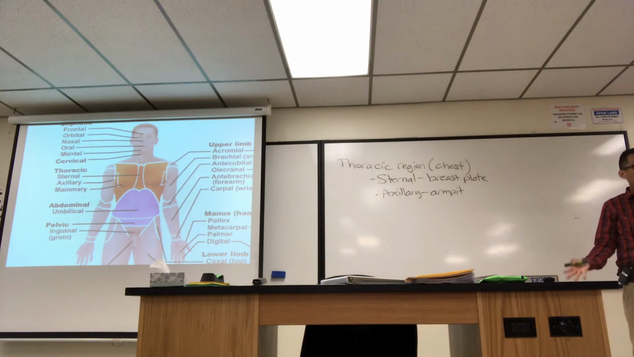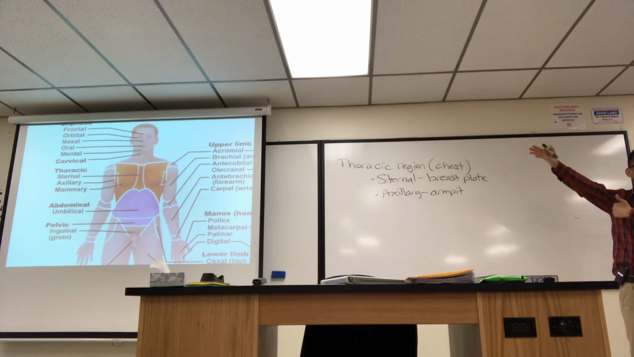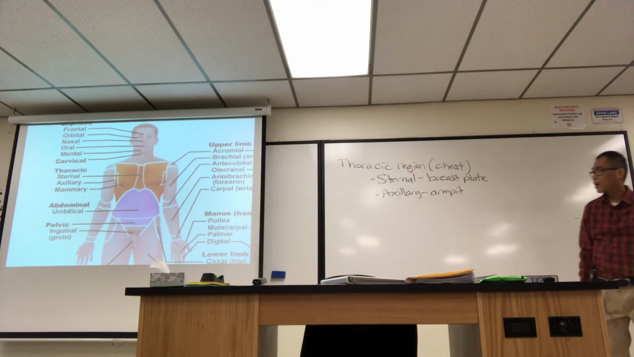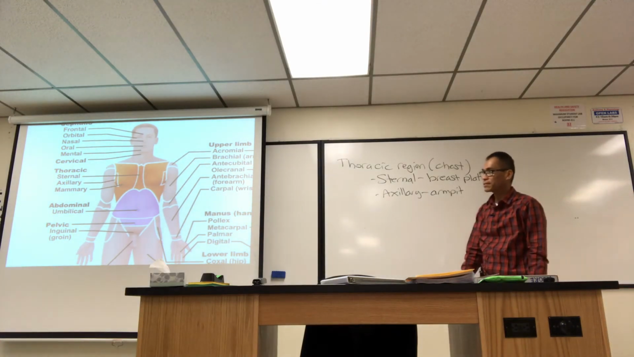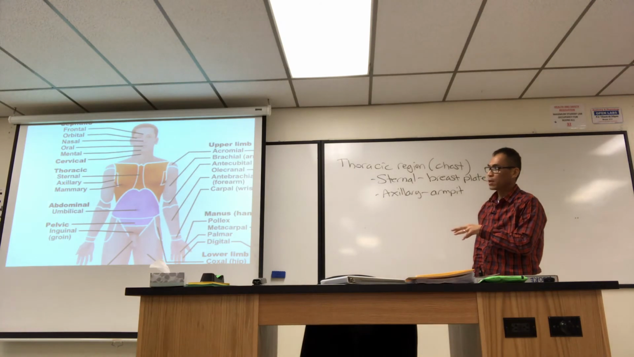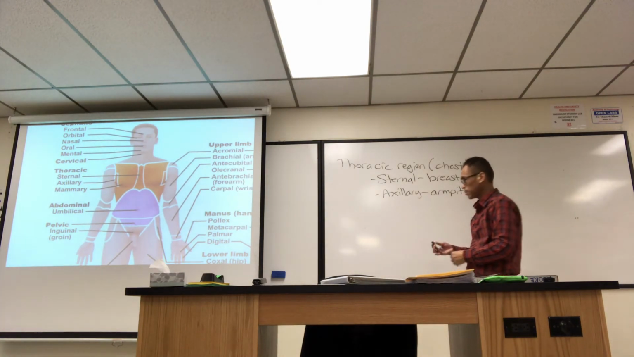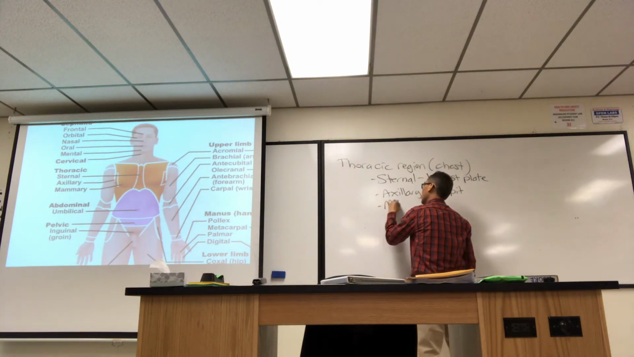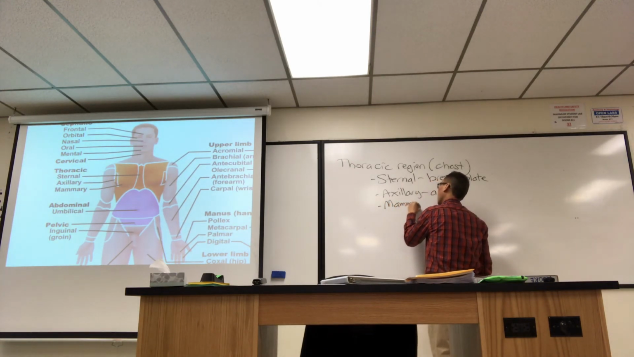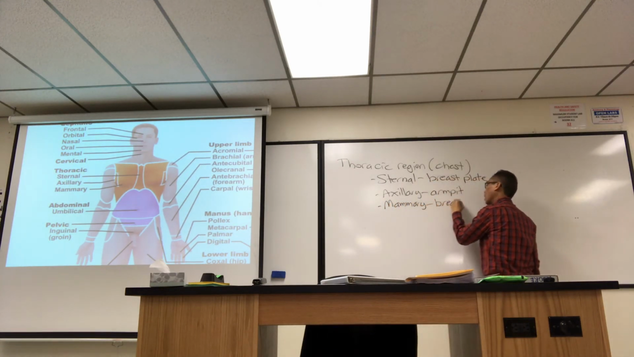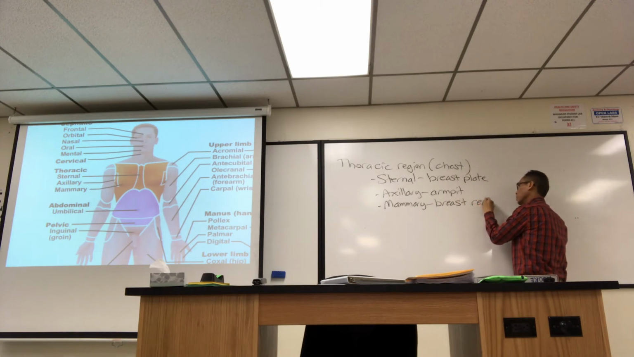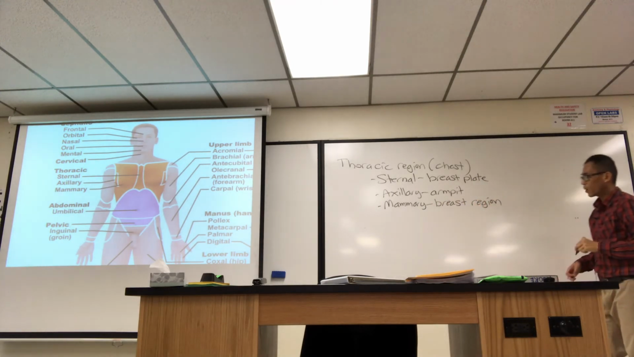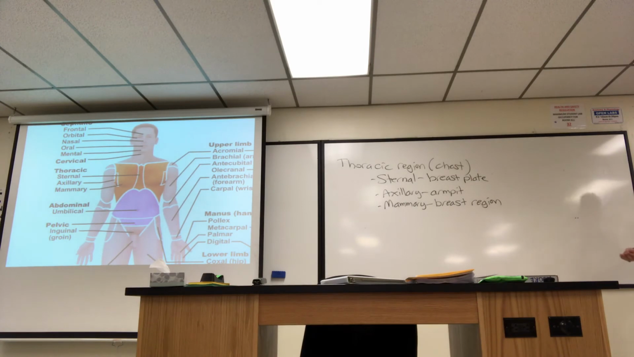Now your armpit, when you're in the anatomical position, you don't have an armpit. You have to abduct your arm to have an armpit, so you get a tickle, right? Axillary, we'll get to that. Now, mammary is the breast area. Breast region. We are called mammals because we feed our young with breast milk, the mammary gland. You'll study that in reproduction.